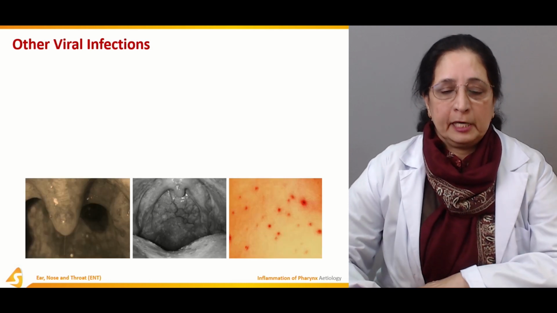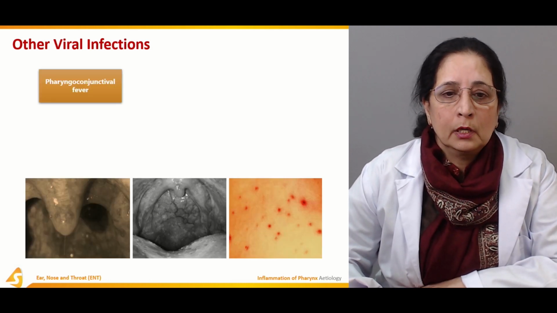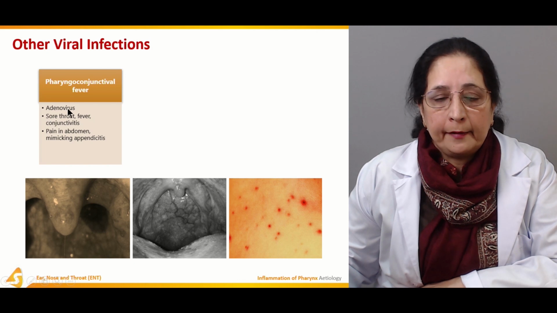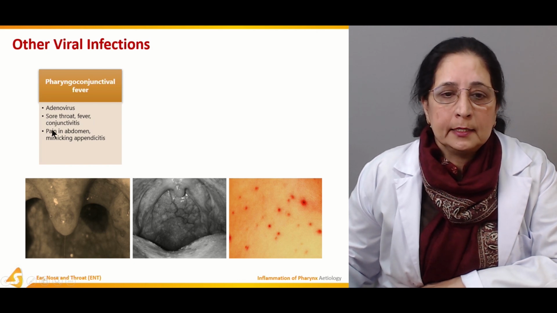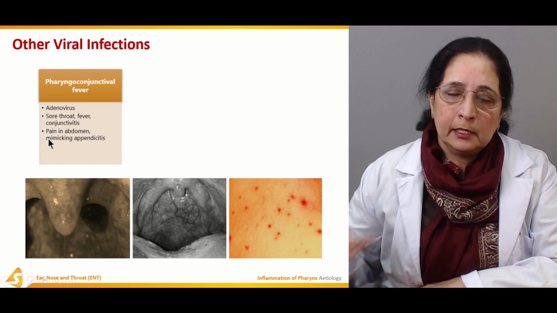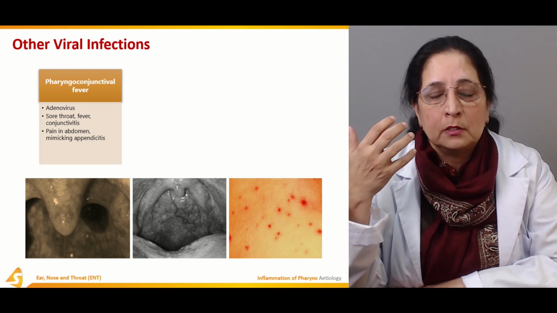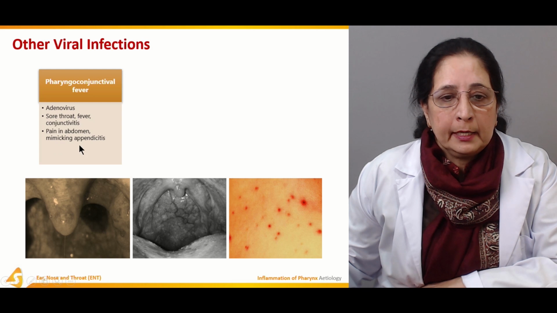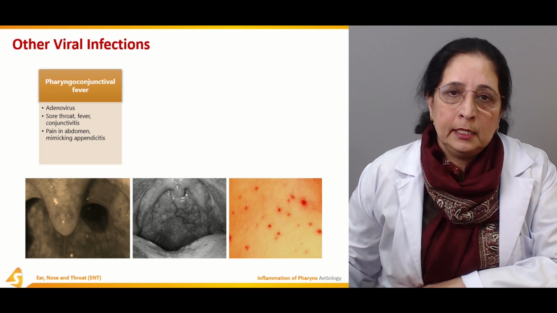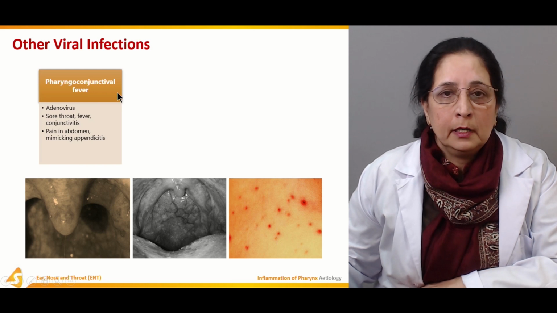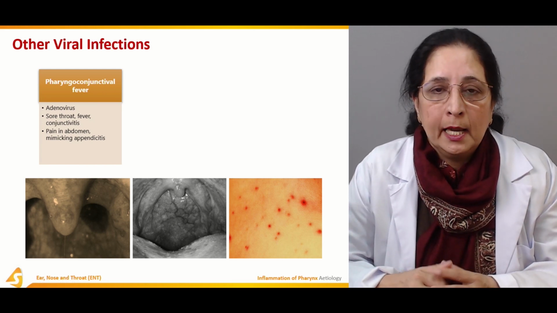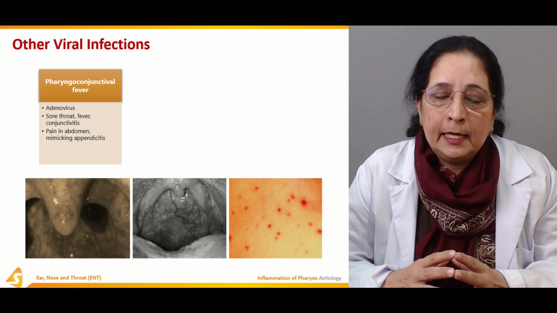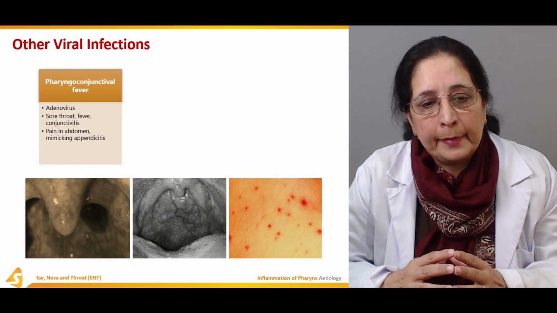Some other viral infections are the pharyngoconjunctival fever, which is caused by adenovirus. Sore throat, fever, and conjunctivitis is present. The eyes are red and painful because of the involvement of the conjunctiva. Pain in abdomen mimicking appendicitis. So that's the pharyngoconjunctival fever. It's caused by adenovirus, and there is also involvement of the conjunctiva, and there is pain in the abdomen which mimics appendicitis.